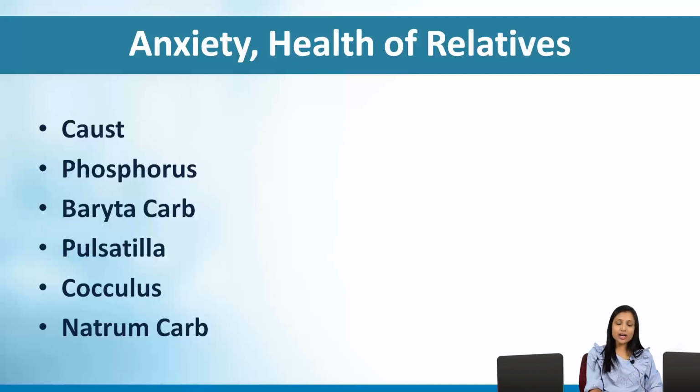Now, Natrum carb has a very specific type of anxiety. The anxiety is because, again, like Baryta carb and Pulsatilla, there is a lot of dependence. But in Natrum carb, there is dependence on a very select group of people. Could be just one person, maybe the husband or the wife or the father. And there is a lot of fear of separating from them. That is why this anxiety is present in Natrum carb.